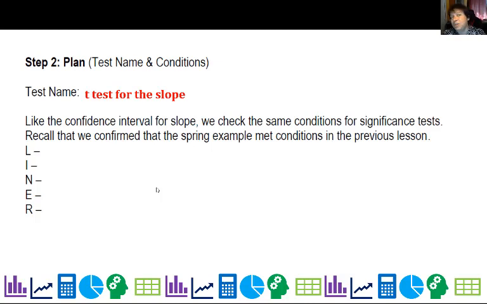The conditions are exactly the same. It needs to be linear, independent, normal or nearly normal, equal standard deviation or equal spread when you look at the residuals, and random. So we had already checked the conditions for this example, so you can refer to the previous lesson if you forgot how we did that.